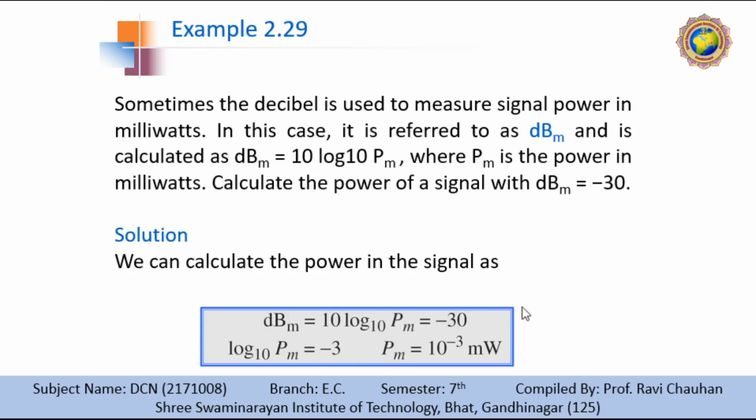Sometimes the decibel is used to measure signal power in milliwatts. In this case, it is referred to as dBm, and it is calculated as dBm equals 10 log base 10 of Pm, where Pm is the power in milliwatts. To calculate the power of a signal with dBm equal to minus 30, we use the equation and get the answer: Pm is equal to 10 raised to minus 3 milliwatt.